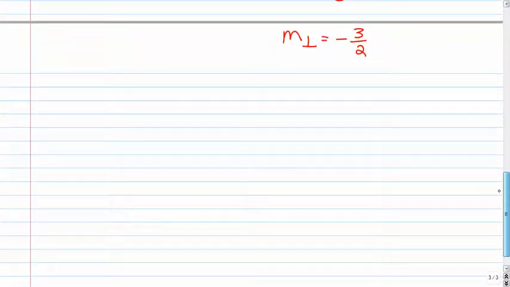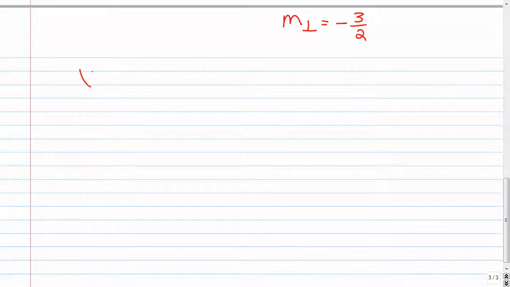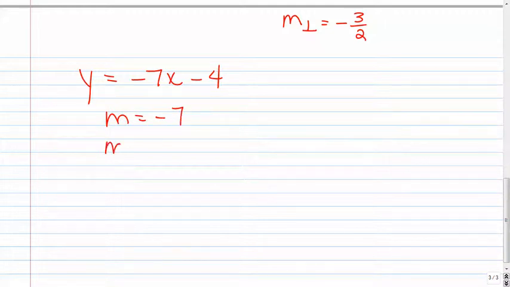Let's look at one more. Let's say that I have the equation of a line, y is equal to negative 7x minus 4. The slope of this line is negative 7. The slope of any line parallel would also be negative 7. But the slope of the line perpendicular to it is the opposite reciprocal. So it's going to be positive, and the reciprocal of 7 is 1/7.